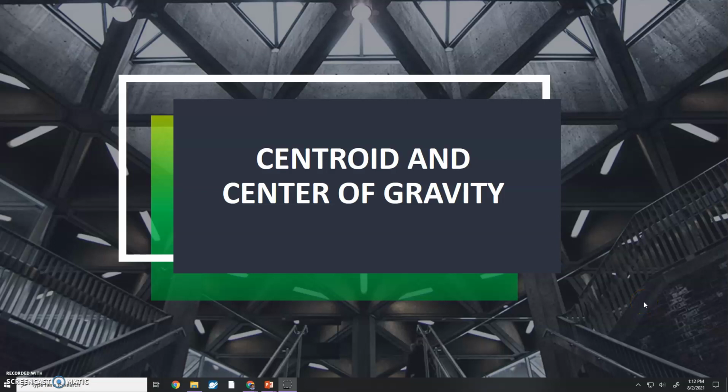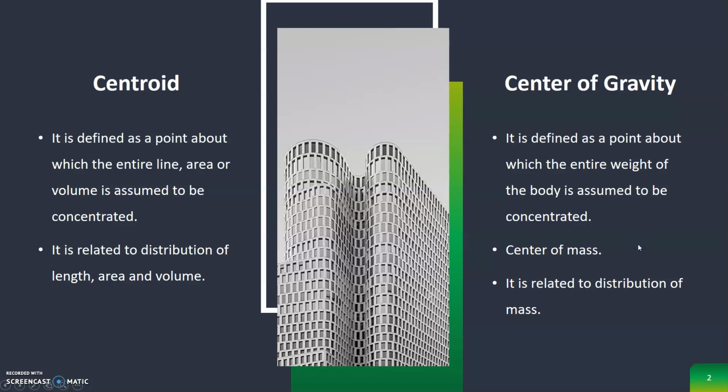Today we're going to be talking about centroids and centers of gravity. So what is a centroid? A centroid is defined as a point about which the entire line or area or volume is assumed to be concentrated. If you were to take the object that you're looking at and consolidate it into one single point, that would be its centroid. It's related to the distribution of lengths, areas, and volumes, and you can think of it as the center point of all shapes.